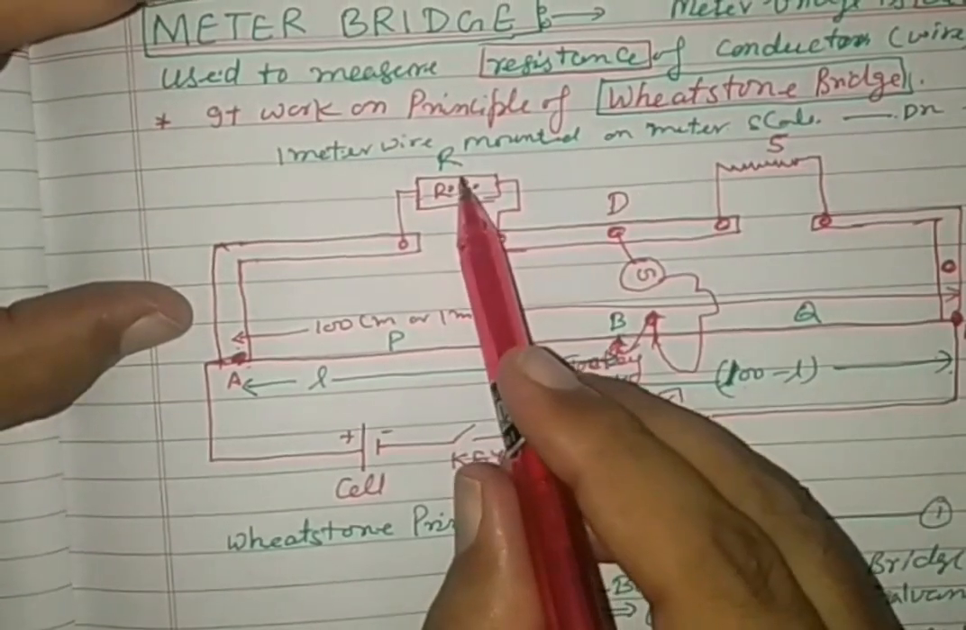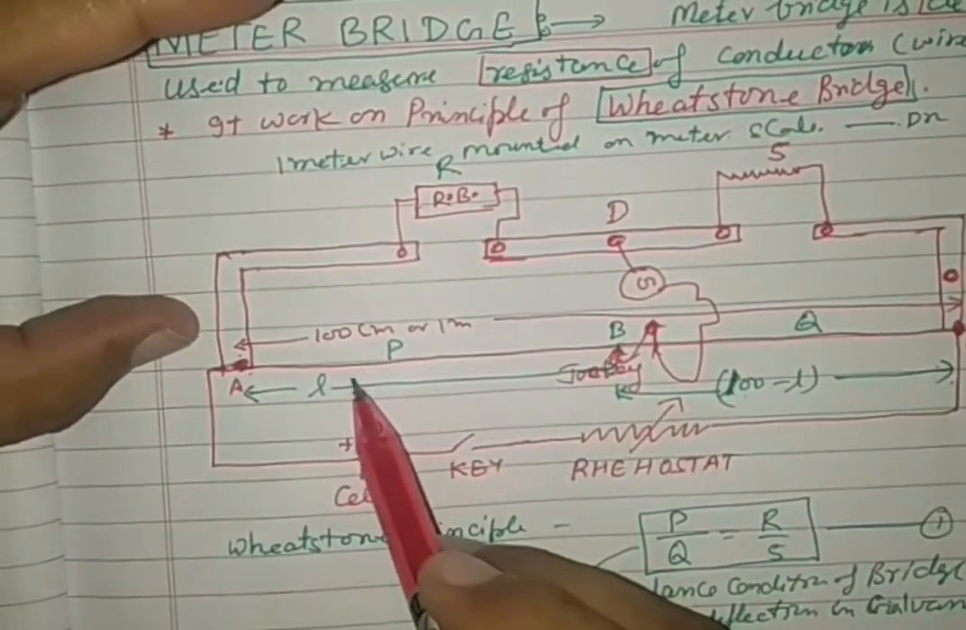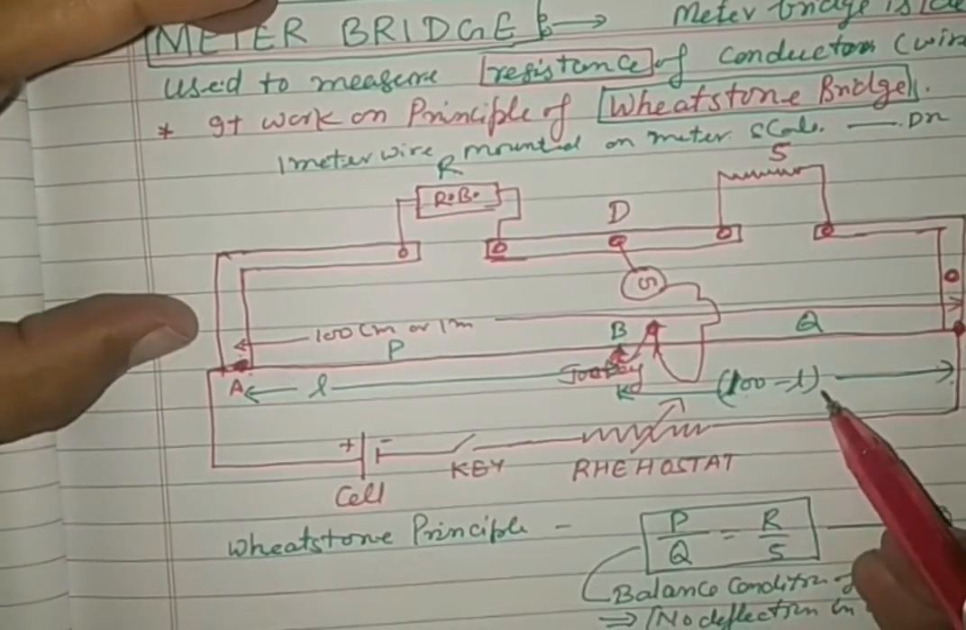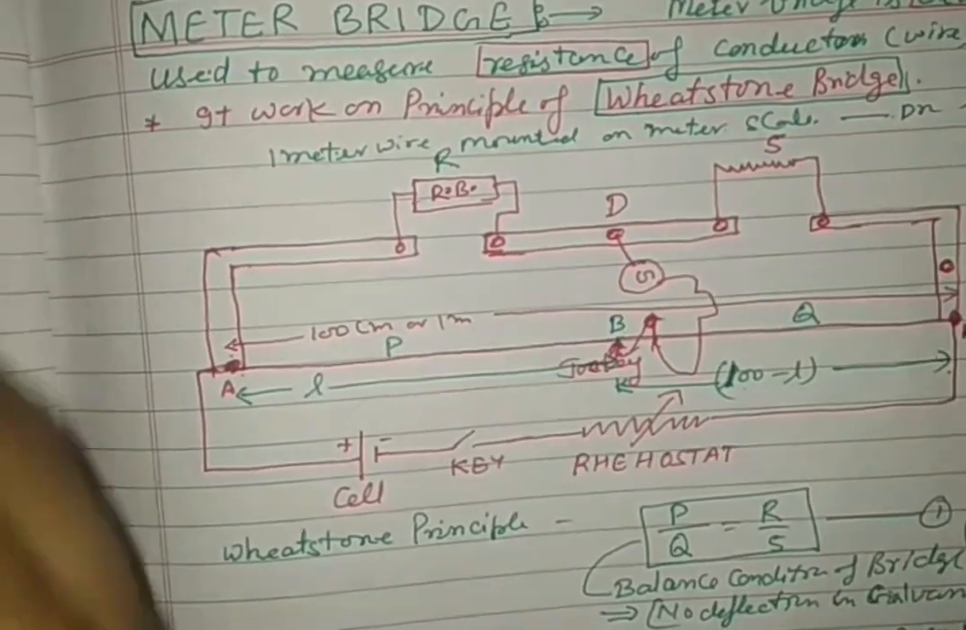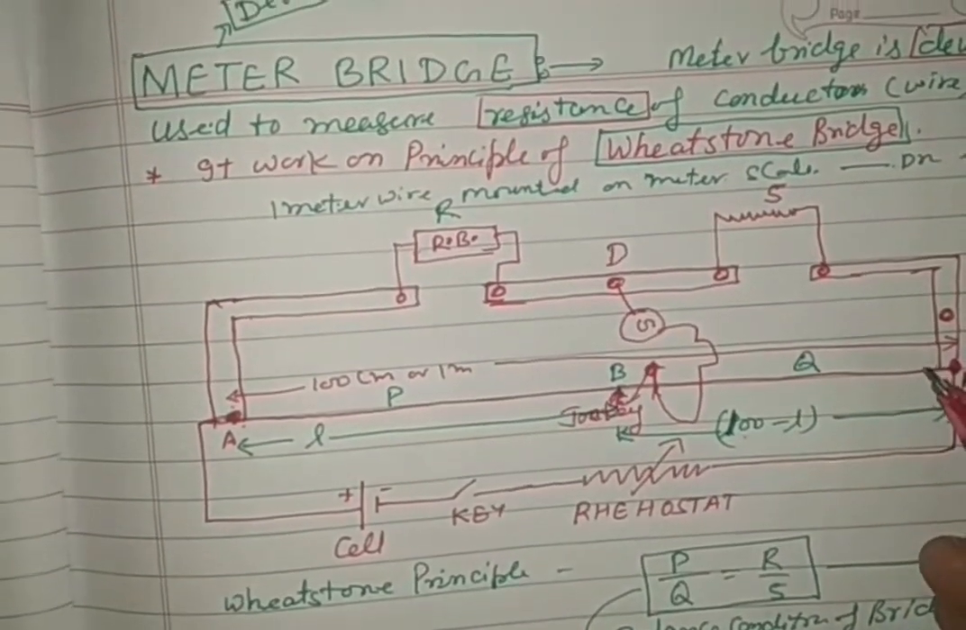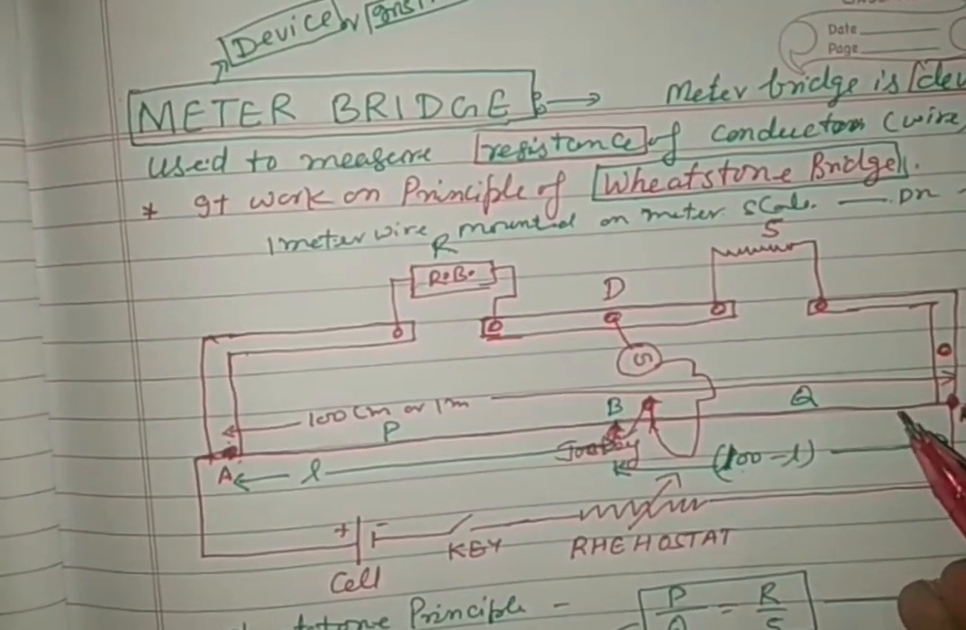By changing the value of R in the resistance box, new positions of L and 100 minus L are calculated, and the corresponding value of S is calculated. Finally, as I told you, obtain the average. So this is used in the meter bridge experiment.